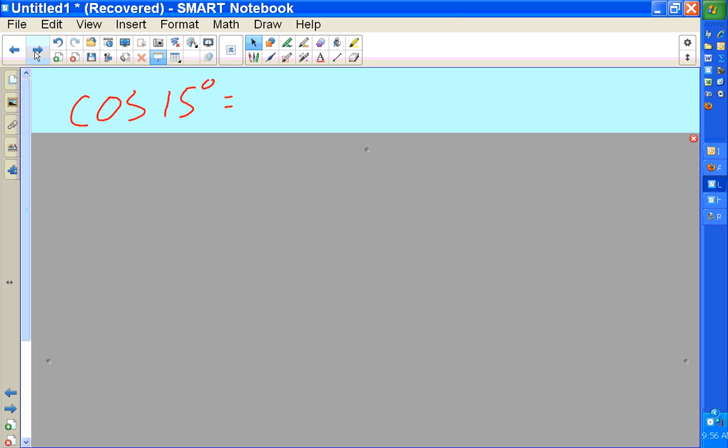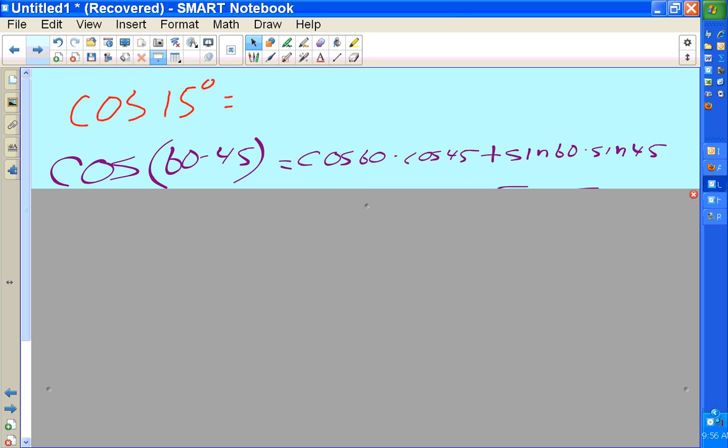What two angles would subtract to give you 15? Don't say 20 and 5. 45 and 30, or 60 and 45. Either of those would work great. This example is just using the 60 and 45. Bam.